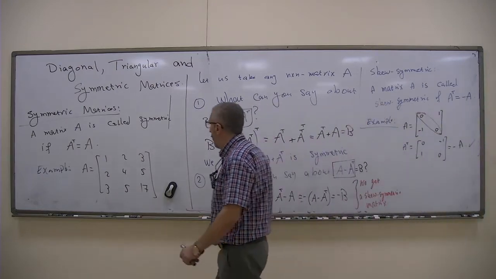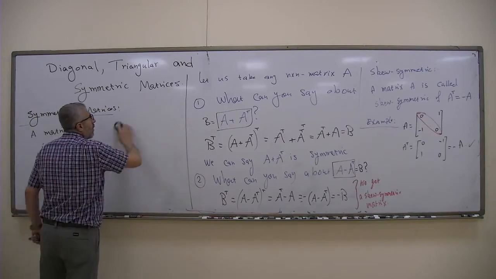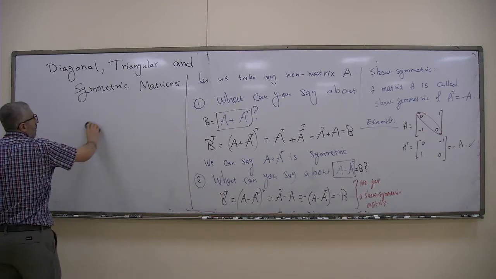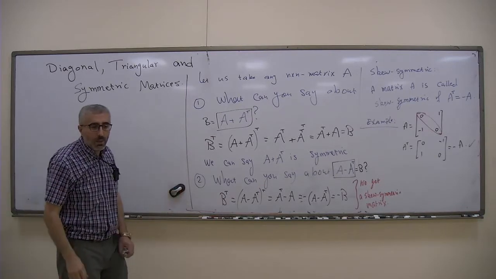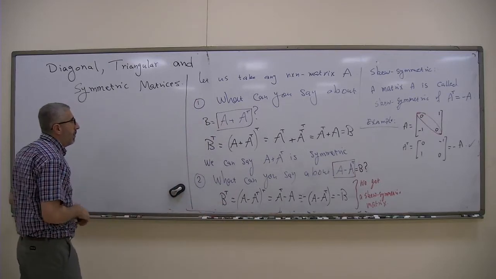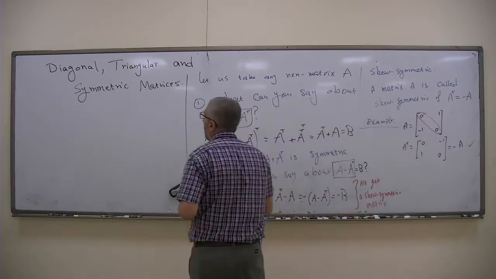All right. True or false? The identity is a symmetric matrix. It is true. The identity is a skew-symmetric matrix. That is false. It cannot be. Remember, you need zeros along the diagonal. All right.